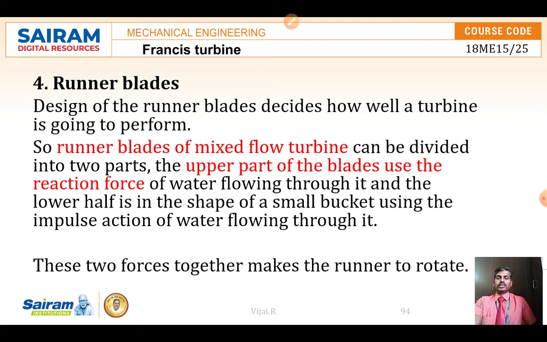The runner blades decide how well a turbine performs. The runner blades of a mixed flow turbine can be divided into two parts. One is the upper part of the blade using reaction force, and the second is the impulse force. This is why it is called a reaction turbine. These two forces together make the runner rotate.